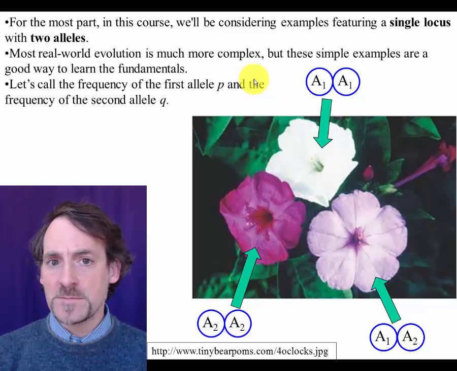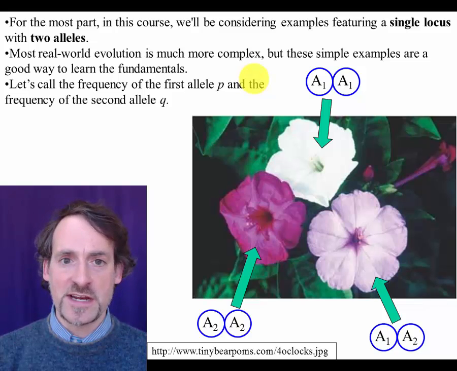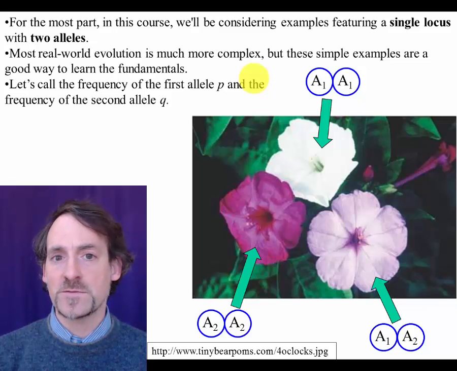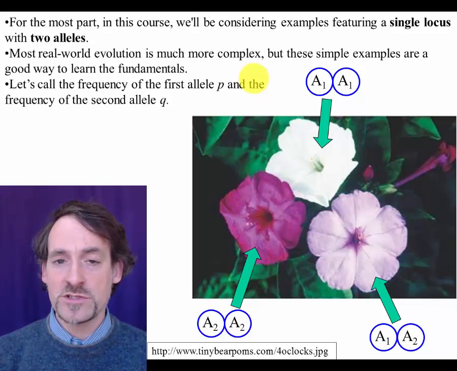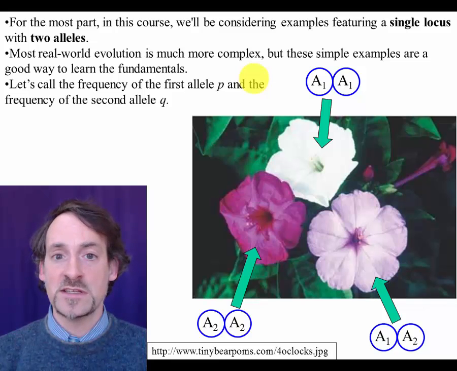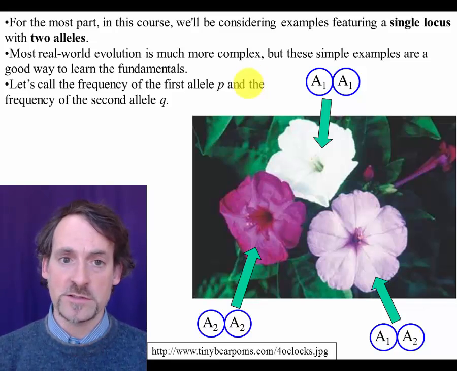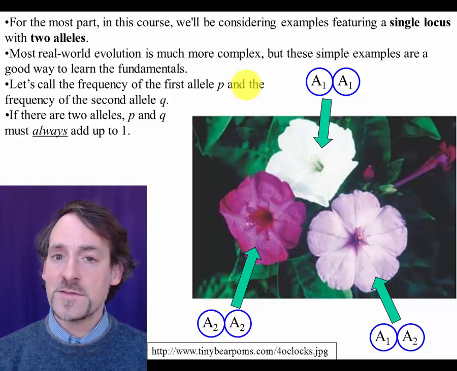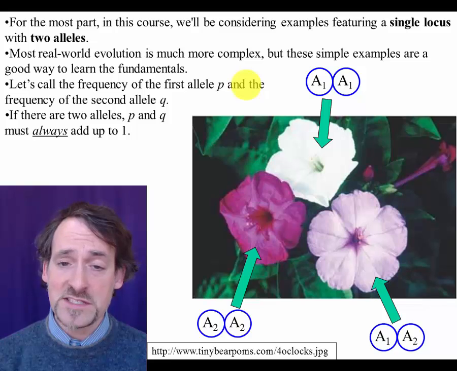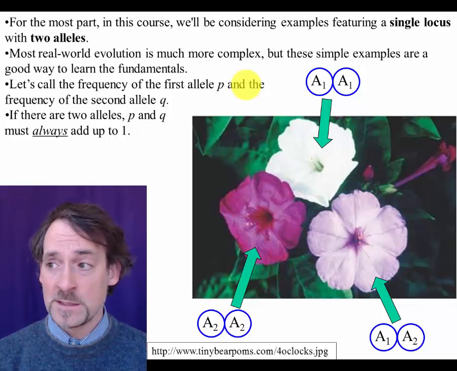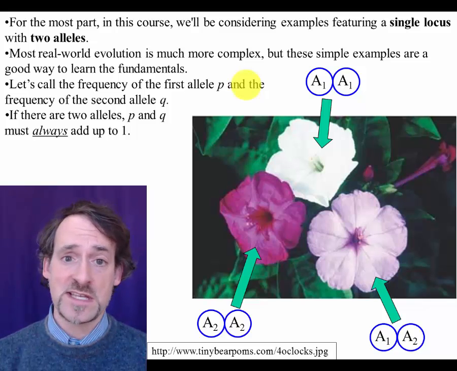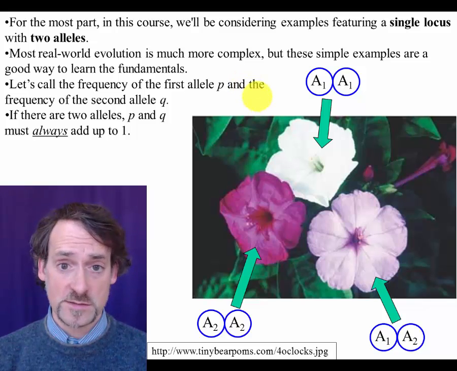By convention, in population genetics, you call the frequency of one allele P, and you call the frequency of the other allele Q. Those are the names given to the frequencies of the two alleles. Please remember that if there are two alleles, P and Q must add up to 1. An allele has to be either an A1 or an A2, and those two frequencies have to add up to 100%.